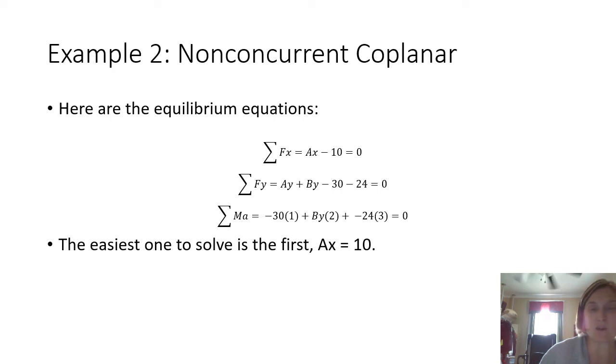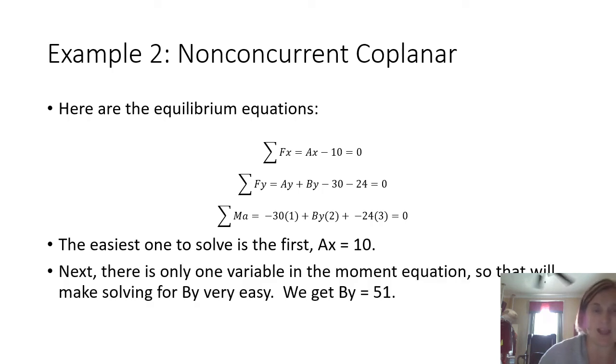The easiest one to solve by looking at all these is this one. We have one variable. Let's go ahead and solve it, and that AX is 10. Okay, the next one that's easiest to solve is this moment equation. There's only one variable here, so that's going to be easier to solve. The reason why AY and AX don't show up is because they pass through A. So they are actually there, but they say AY times 0 and AX times 0, and they cancel out. So by solving this equation with algebra, we get 51.